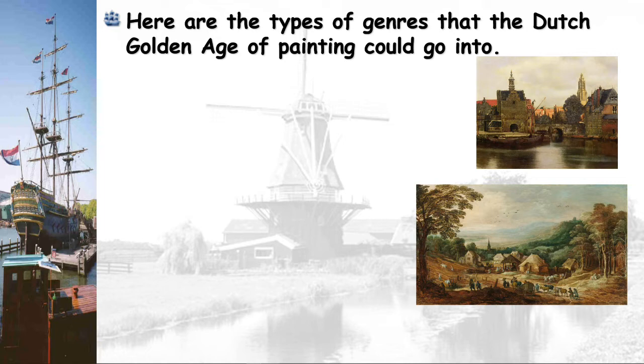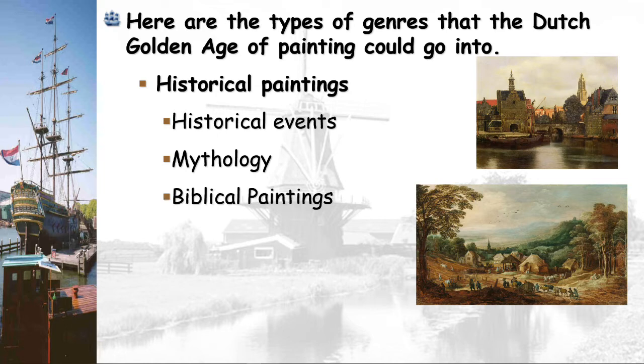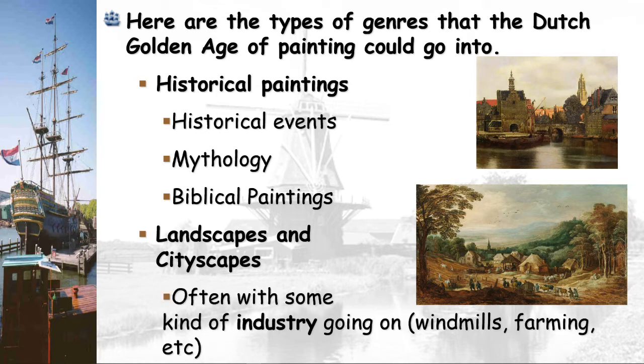Here are the types of genres that the Dutch Golden Age of painting could go into. Historical paintings. They were on historical events. They could do mythology. That's also considered a historical painting. Biblical paintings were considered historical paintings. Another thing that the golden age of Dutch painting featured was landscapes and cityscapes. Often, with some kind of industry going on, windmills or farming or something like that, that appealed to their values.